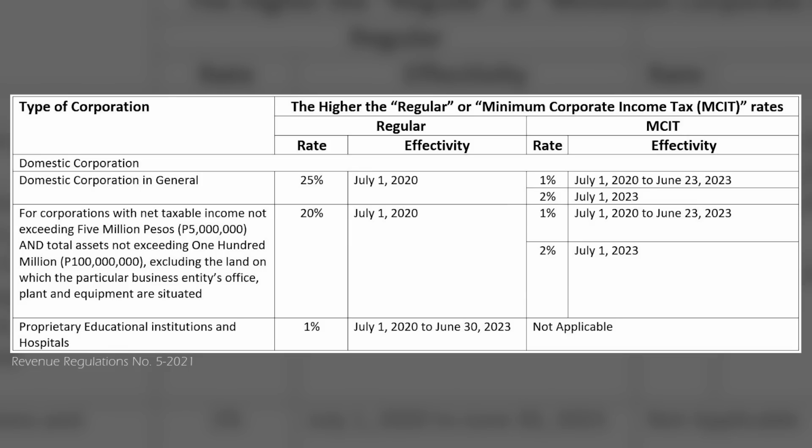The updated rates of proprietary educational institutions and hospitals, as they are some of the industries greatly affected by the pandemic. For these particular entities, if the gross income from unrelated trade, business, or other activities exceeds 50% of the total gross income derived from all sources, the tax prescribed on domestic corporations shall be imposed on the taxable income.